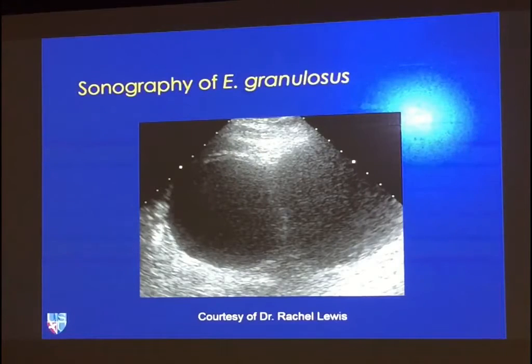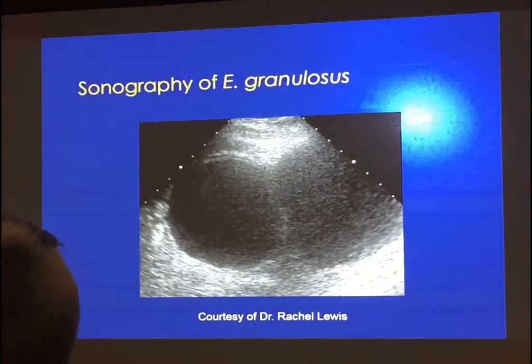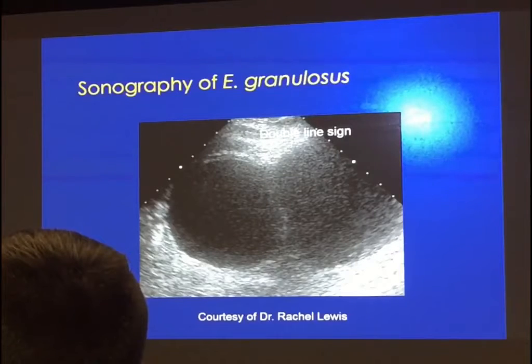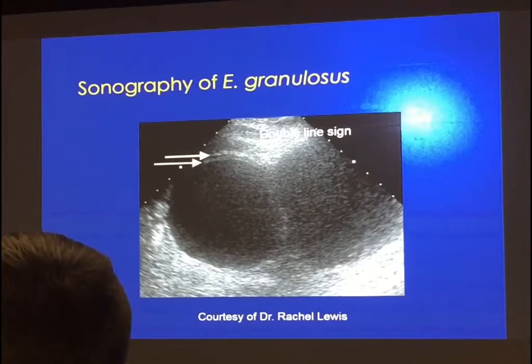Now, hepatic cysts are extremely common. If we saw a cystic lesion in the liver, we'd most likely just call it a hepatic cyst. But if we're very perceptive, we can look for something called the double line sign. If you notice, there are these 2 arrows here pointing to an outer line and an inner line, and these lines are the outer pericyst and then the inner endocyst.